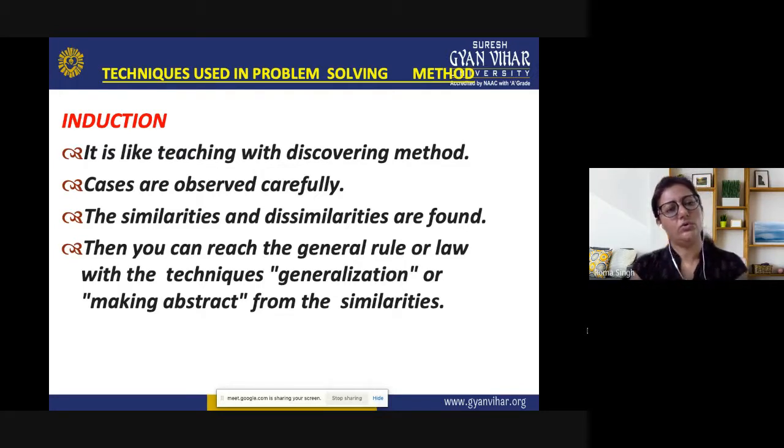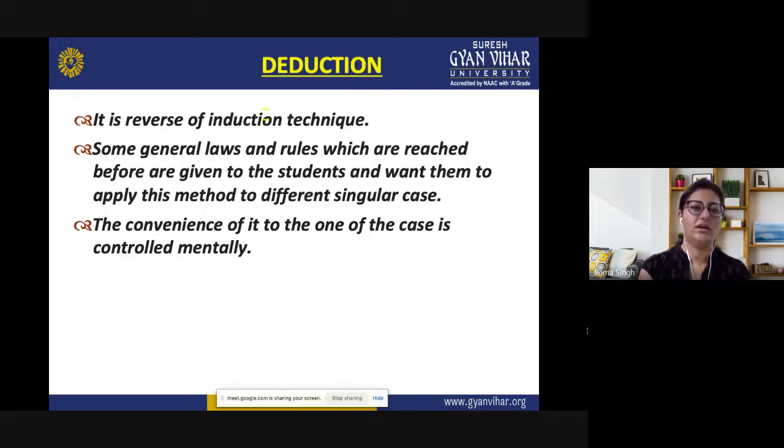So basically, two types of strategies are used in problem solving method, that are induction and deduction. Induction means it is like teaching with discovering method. Here the cases are observed carefully. Similarities and dissimilarities are found. And then you can reach the general rule or the law or the techniques by identifying the similarities and dissimilarities. So this is how we reach the general concept, generalization. So this induction is basically based on generalization.